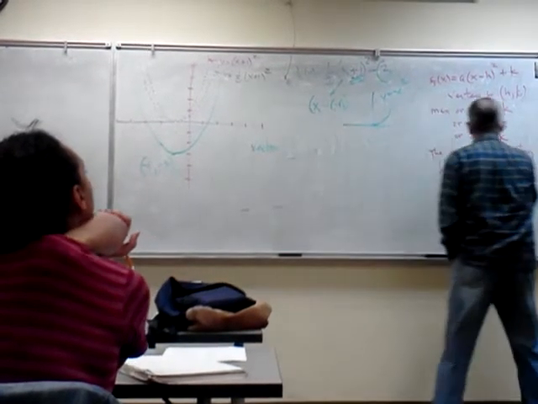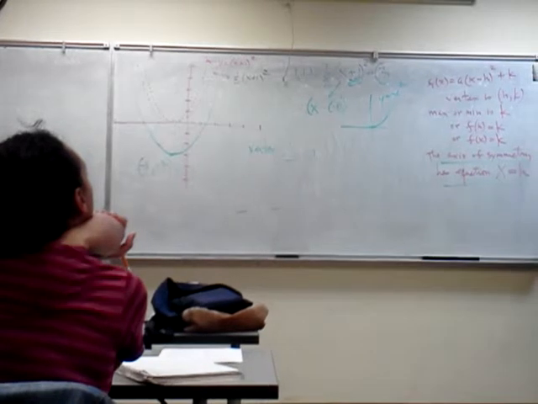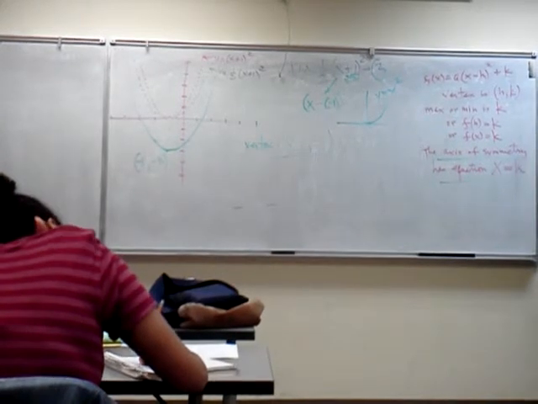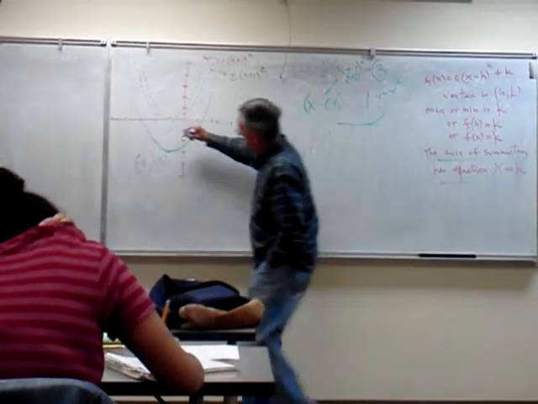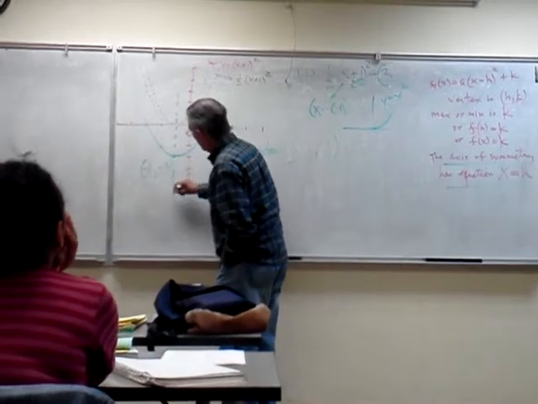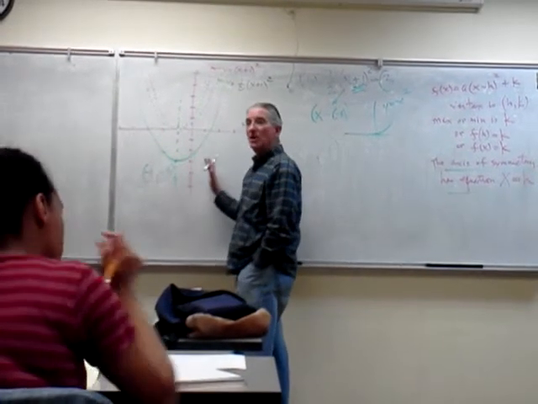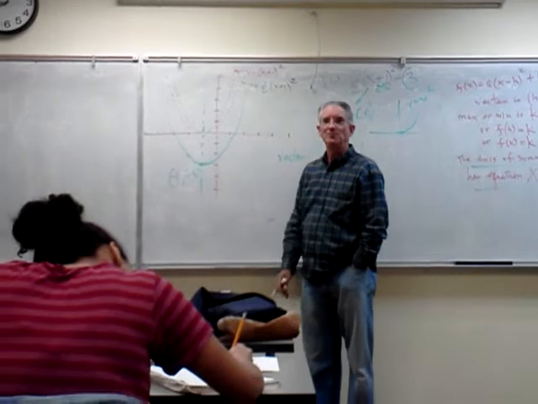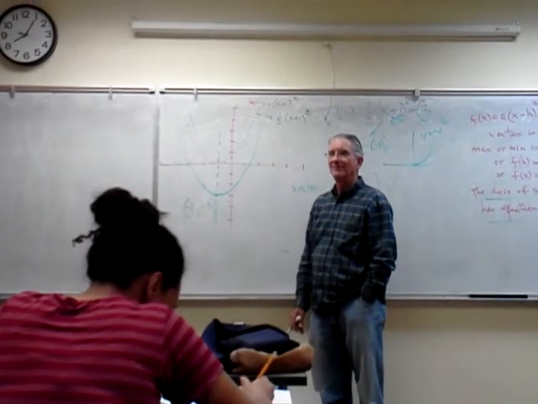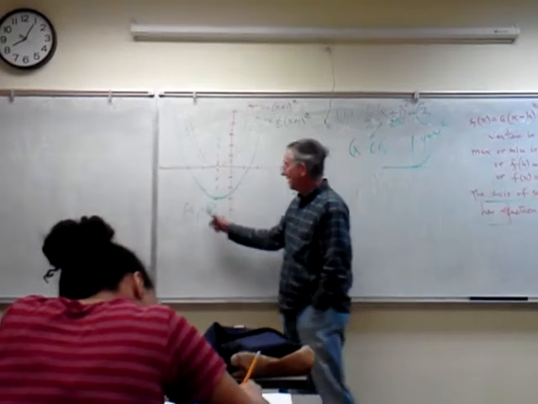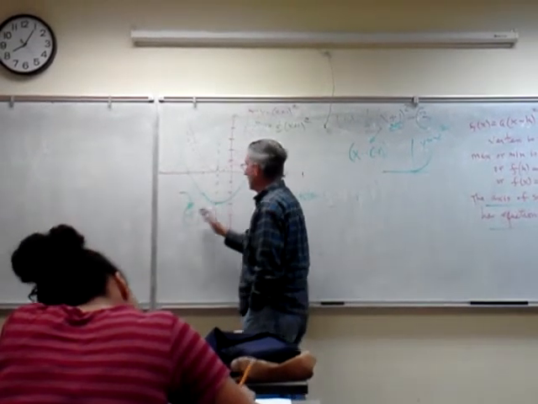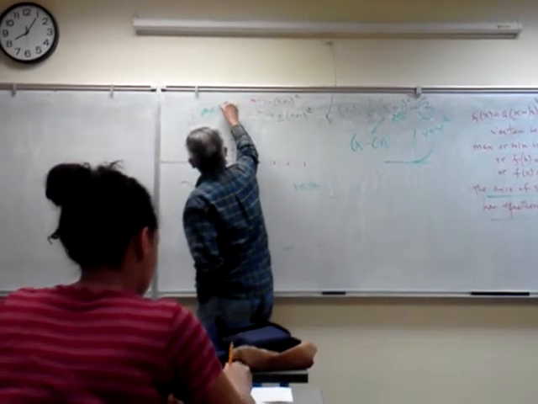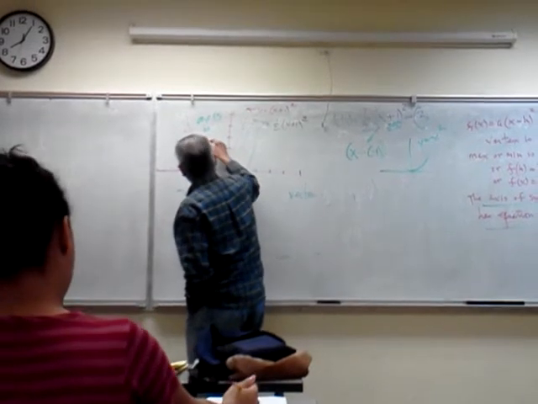The axis of symmetry. I'm going to ask you for the equation of the axis of symmetry. The axis of symmetry always goes through the vertex. It has the equation x equals, you tell me, x equals what? Negative 1. The x-coordinate of the vertex is going to tell you what the axis is. The axis of symmetry is x equals negative 1.